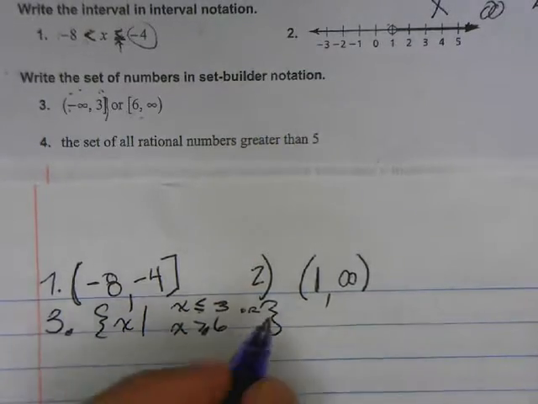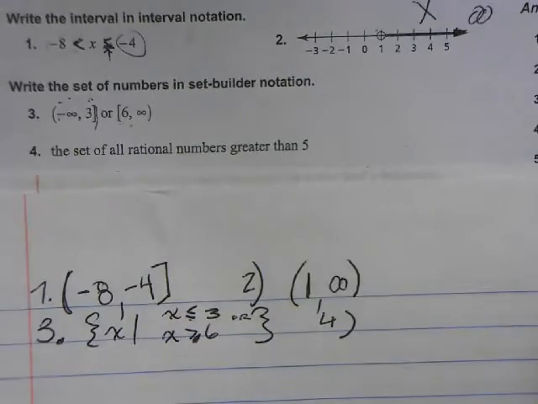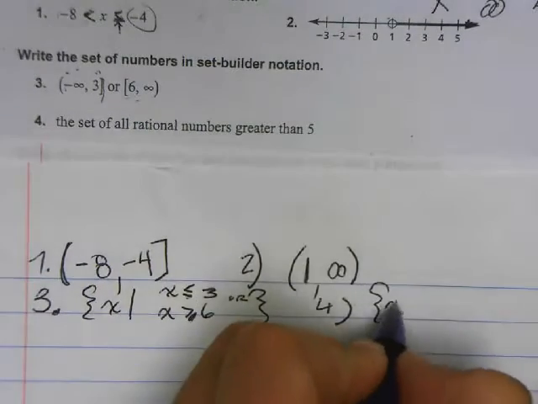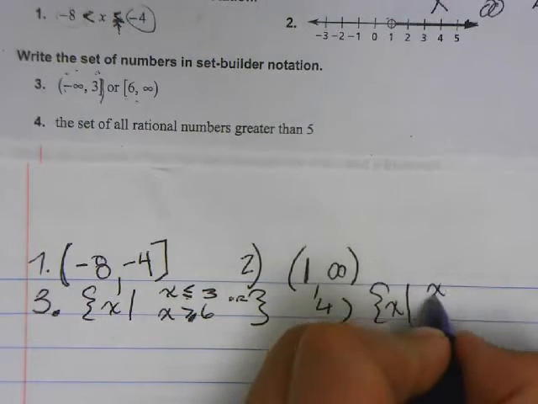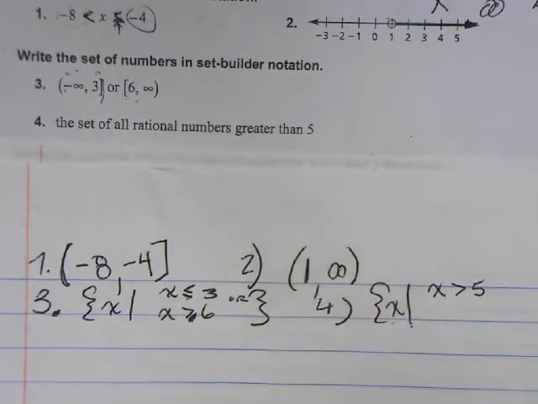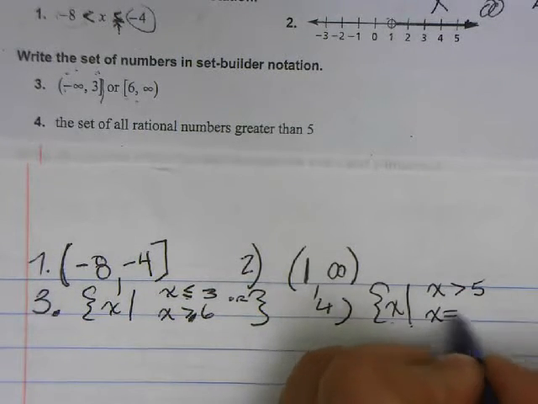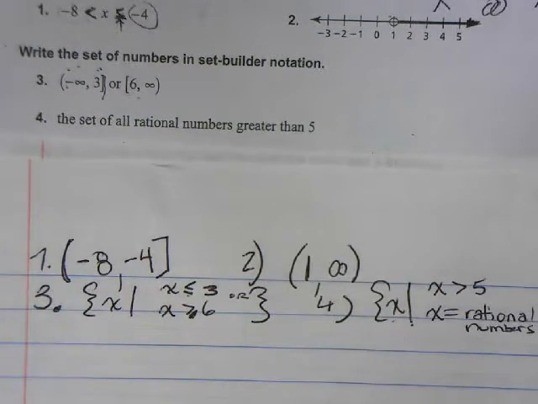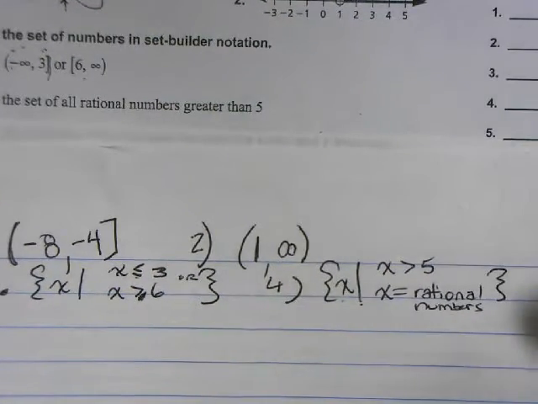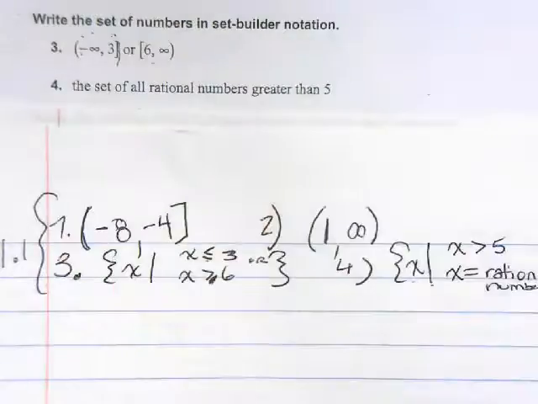Number 4. They're asking for the set of all rational numbers greater than 5. So set up your brace and x such that you're going to say that x has to be greater than 5 and x is all rational numbers. Like that. Okay. So let's go on then. This was basically most of 1.1, the first section that we learned.